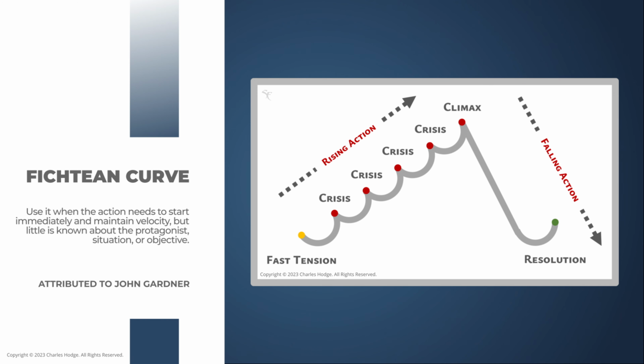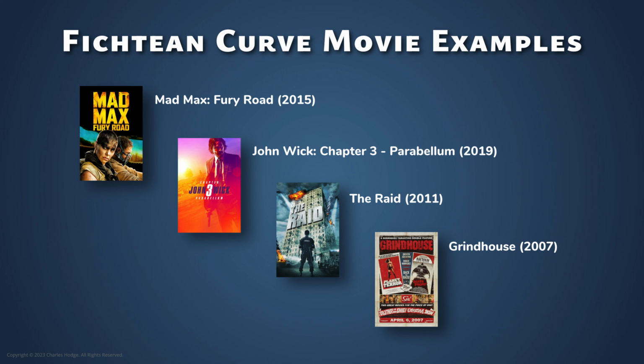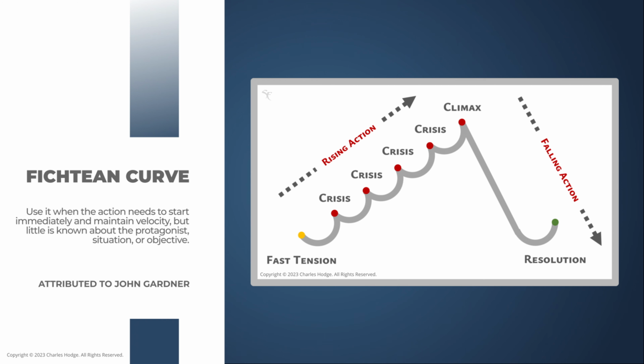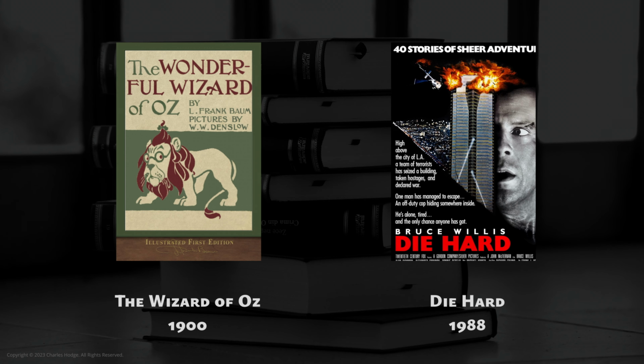Anywho, moving along. Gardner expanded on work by Johann Christoph Friedrich von Schiller, and yes, another Johann, and Johann Wolfgang von Goethe. The Fichtean Curve is characterized by continually escalating catastrophes and triumphs that pile upon themselves. The momentum is quickly built and consistently maintained. It's one thing after another. Use this story structure when the action needs to start immediately and little is known about the protagonist, situation, or objective. Examples include L. Frank Baum's The Wizard of Oz in 1900 and Bruce Willis's Die Hard in 1988.